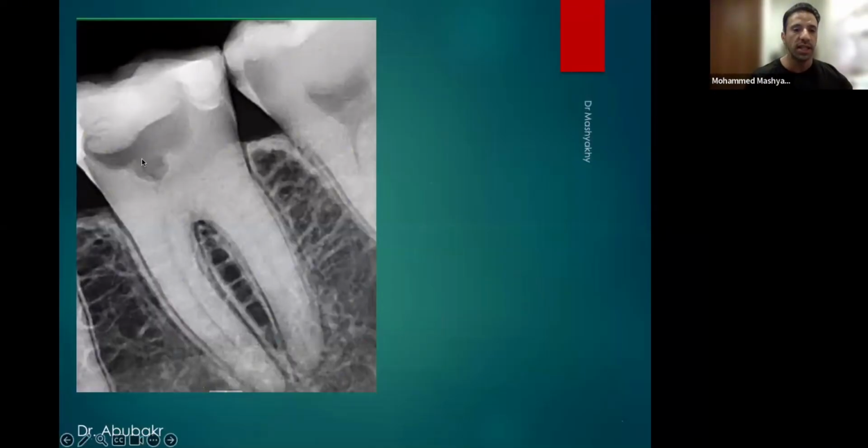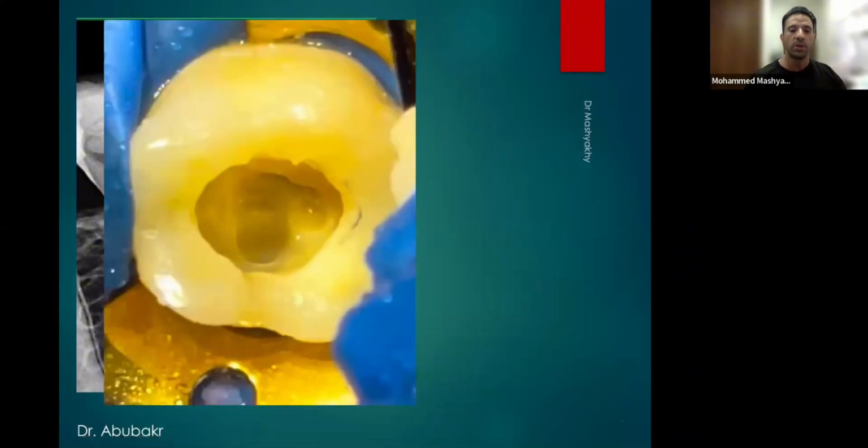See how difficult this case is? Somebody had tried before to open and he couldn't find it. You see the calcified canal. Then this is how the pulp chamber looks like.